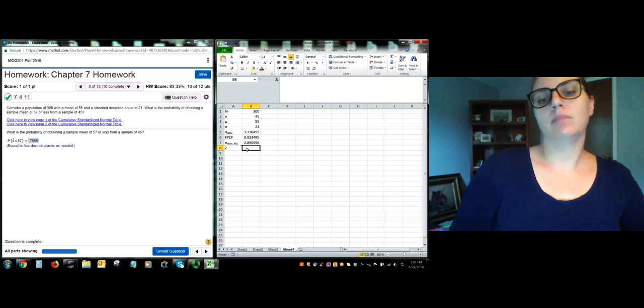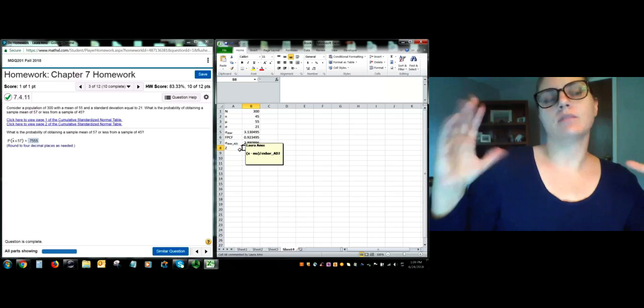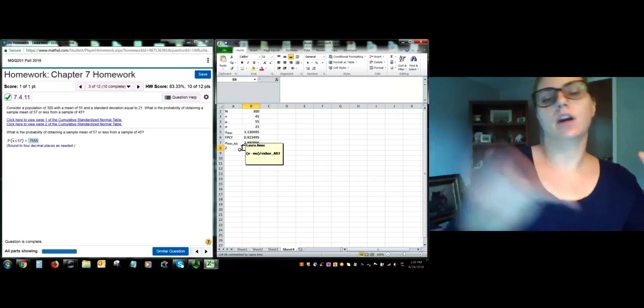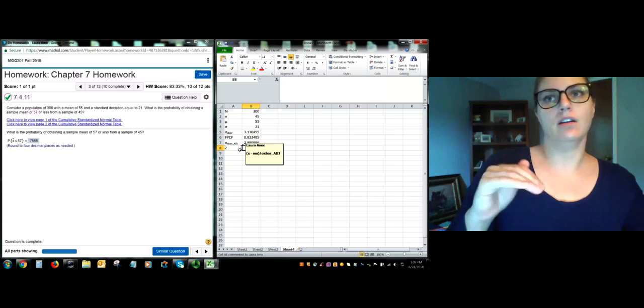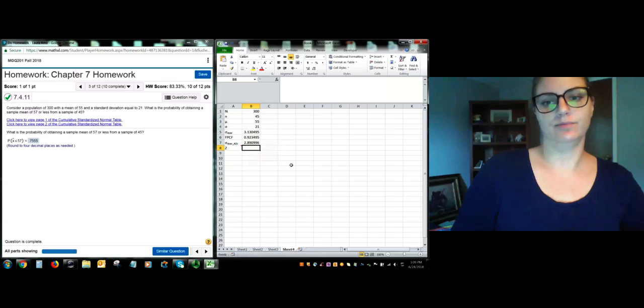And when I'm calculating my z, I try to put a note in here. Remember, the numerator is x minus mu, and your denominator for the z is the standard error of the mean adjusted. Okay, so this value.